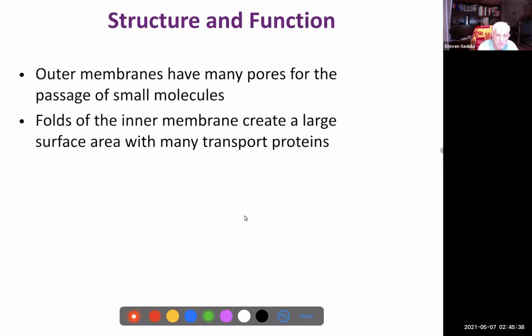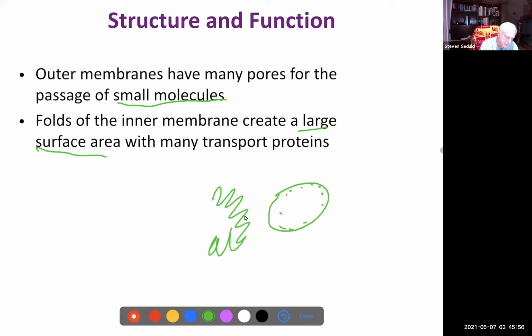The outer membrane has multiple pores, and that's for the passage of small molecules. The folds of the inner membrane create a large surface area. So if you have something like this, you have a surface area around it where reactions can occur. If you have something that looks like this, it has a lot more surface area than this one over here. All these folds have an area where the reaction can occur. So multiple folds create a large surface area with many transport proteins. It allows you to transport electrons to create ATP.